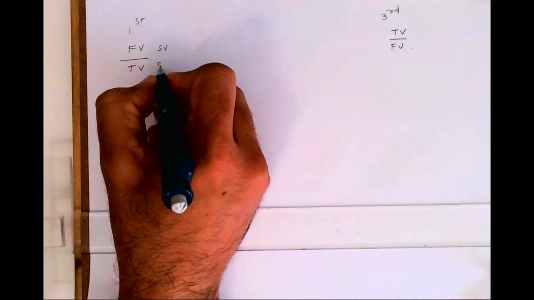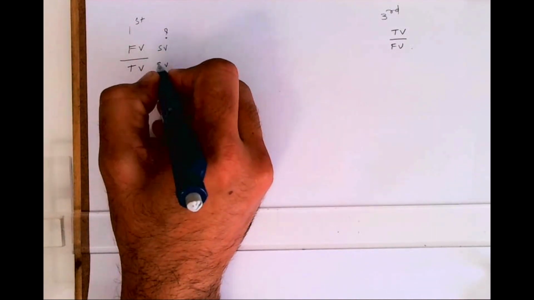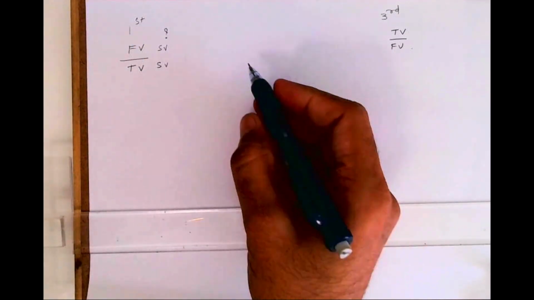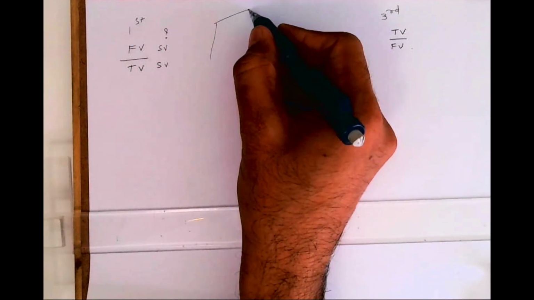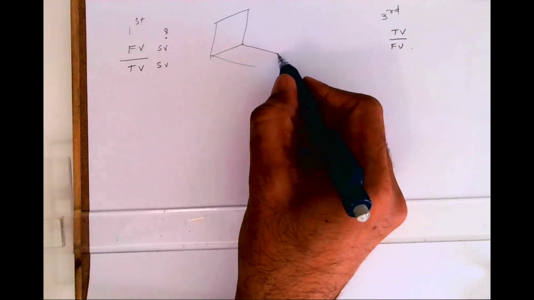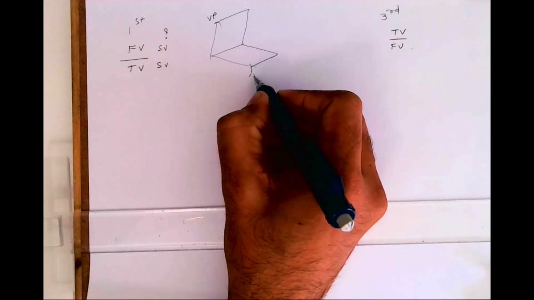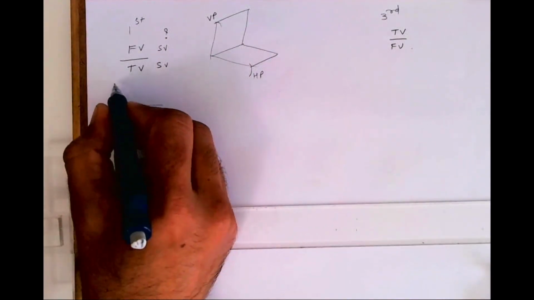Now we don't have any idea where the side view will be, right? We know side view will be next to front view, but in this video I'll explain to you how the side view will come and what is the difference between left hand side view and right hand side view in terms of placing. So this is vertical plane and horizontal plane.